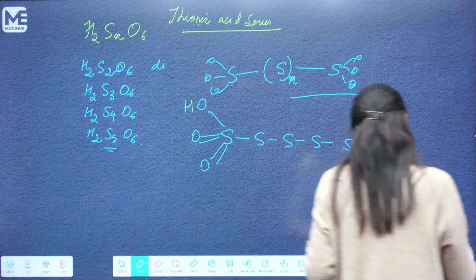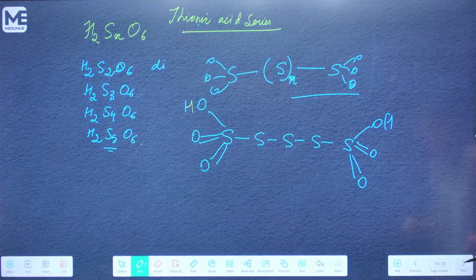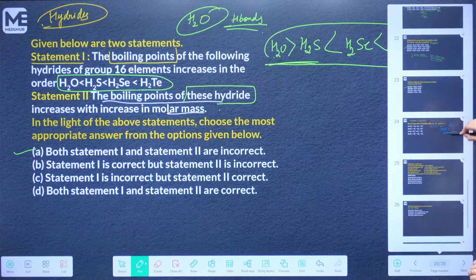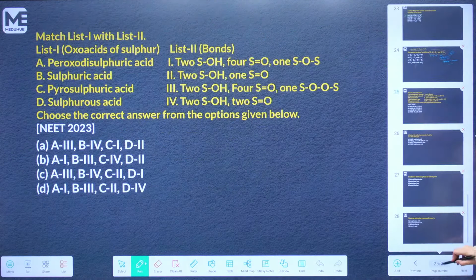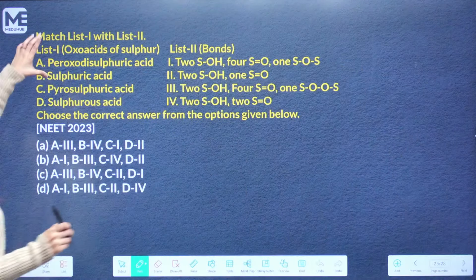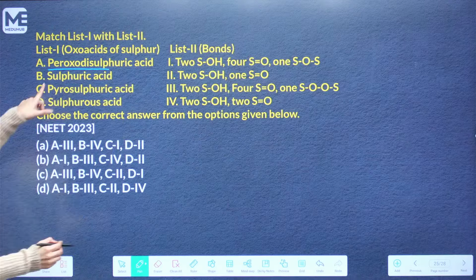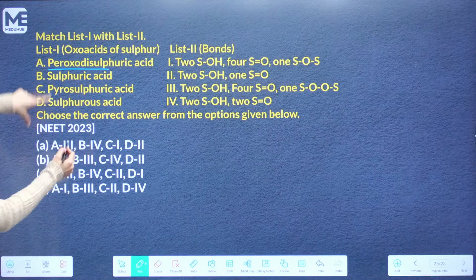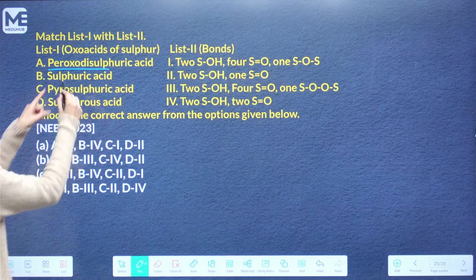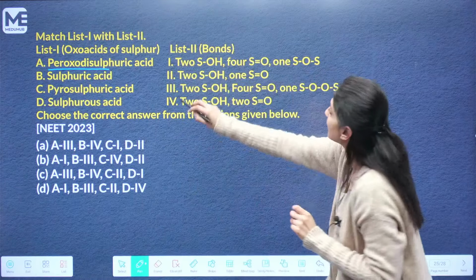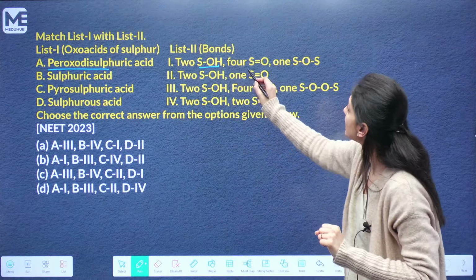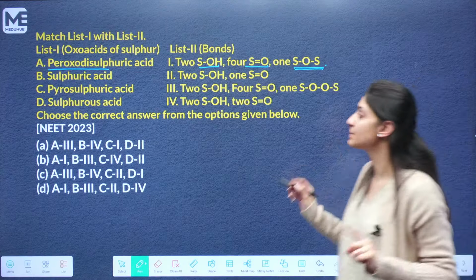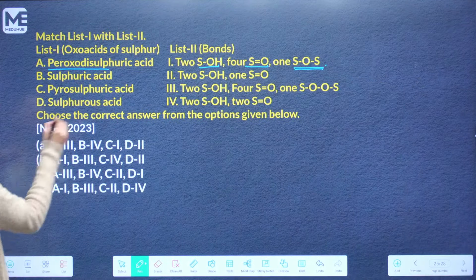Now quickly coming to the questions. This question came last time in the exam, NEET 2023. So you were given the names peroxodisulfuric acid, sulfuric acid, pyrosulfuric acid, sulfurous acid. So to solve this question, you just need to know the formula for this, alright? And based on the structure that we just studied, we can figure out which one contains how many S-OH, how many S doubly bonded to oxygen, and how many S-O-S bonds. So S-O-S bond is present in oleum. Oleum is pyrosulfuric acid.